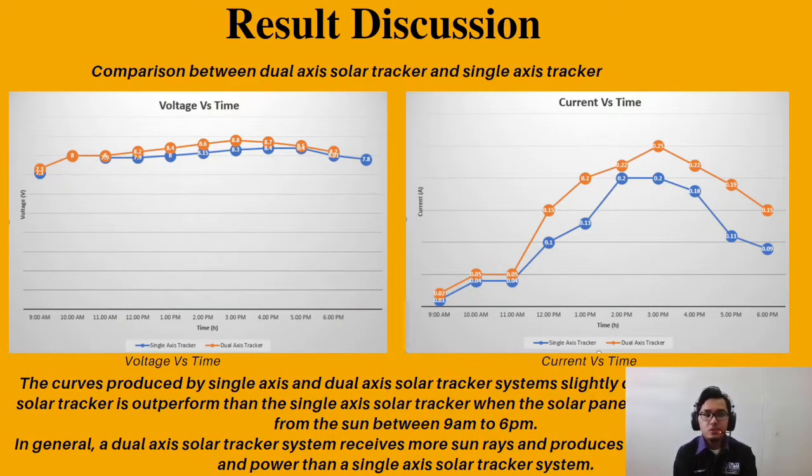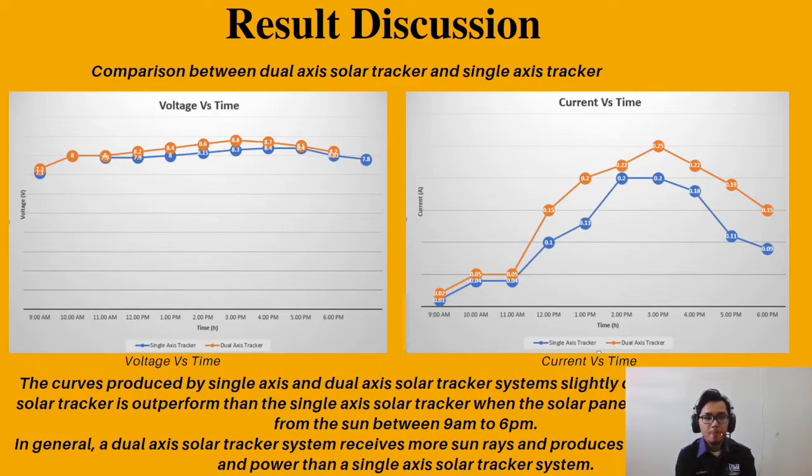For the result discussion, the comparison between the dual-axis solar tracker and single-axis tracker. So I did this experiment on 2nd January 2022. I compared the dual-axis solar tracker with the single-axis solar tracker. So this is the graph for voltage versus time, current versus time, and also power versus time.